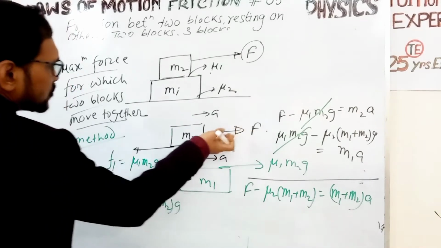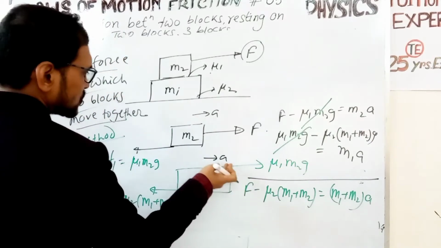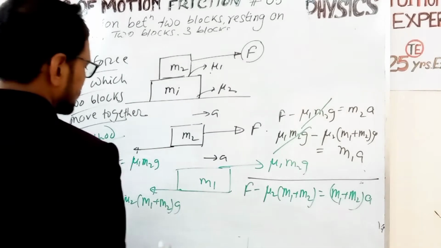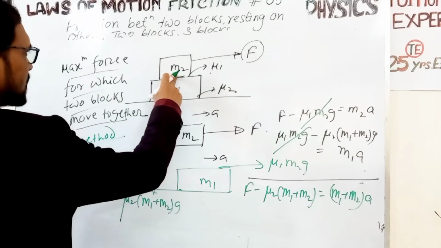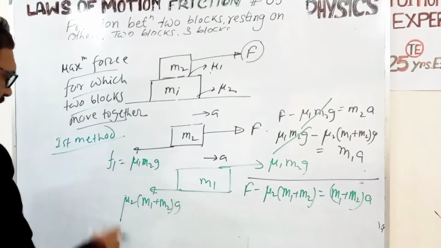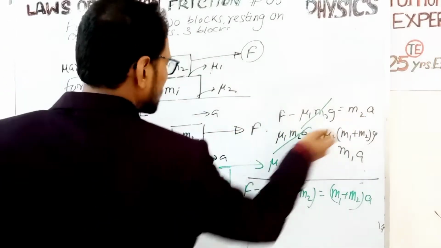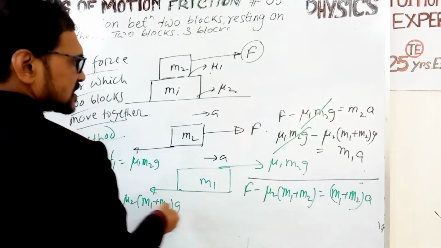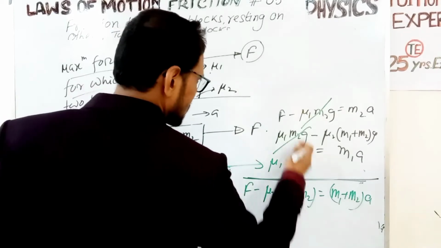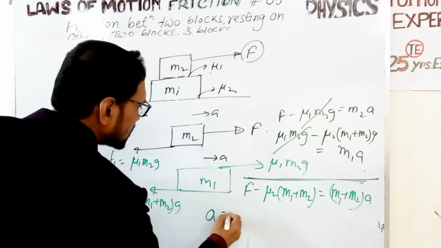Force is applied here, so friction force acts in the opposite direction. This is action, so reaction is opposite. This is the driving force, so friction acts from the ground in this direction. Now for the friction force, here the normal force is M2 g and here the normal force is (M1 plus M2) g. So I write the friction force this way. Now what is the equation of motion? Here F minus this equals M2 A, and here net force equals M1 A. Adding and cancelling, F minus this equals (M1 plus M2) A.